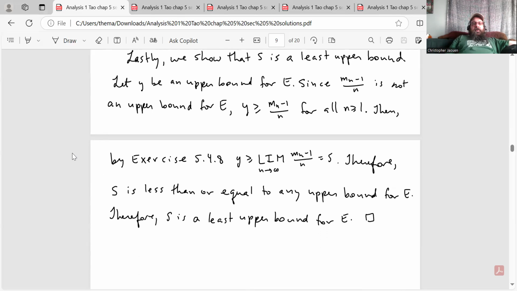Therefore, s is less than or equal to any upper bound for E. Therefore, s is a least upper bound for E. Therefore, not only does the non-empty set E that's bounded above have at most one least upper bound, it has at least one least upper bound. Therefore, it has exactly one least upper bound. Okay, and that's the proof of that big theorem.